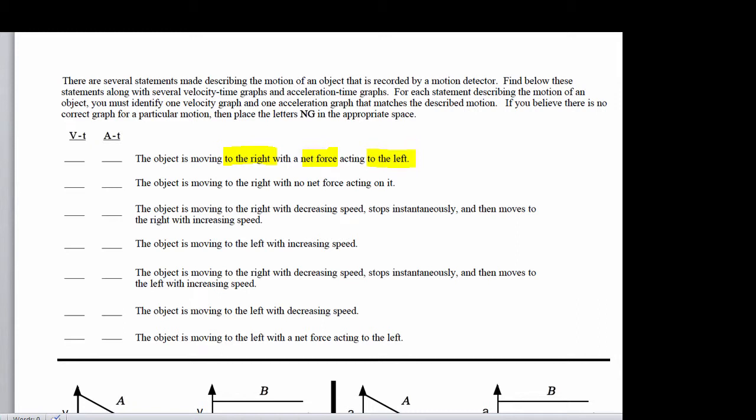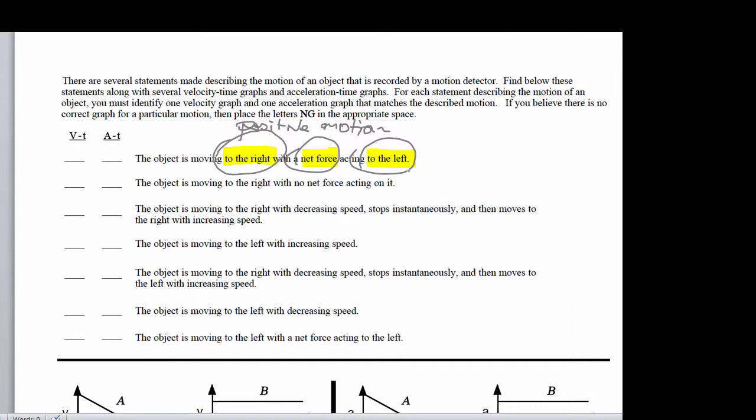So in this particular case, we have an object moving to the right. It has a net force to the left. So what does to the right normally mean? What direction do we call to the right? Positive. All right, so that's a positive motion, right? And we have a net force to the left.